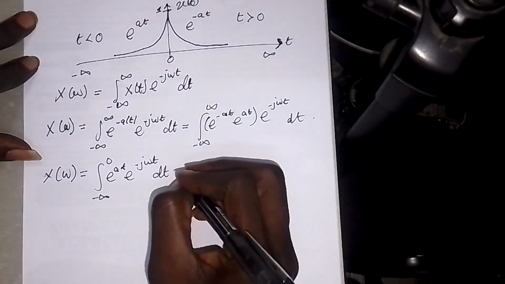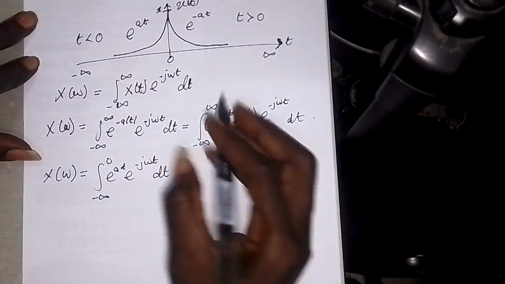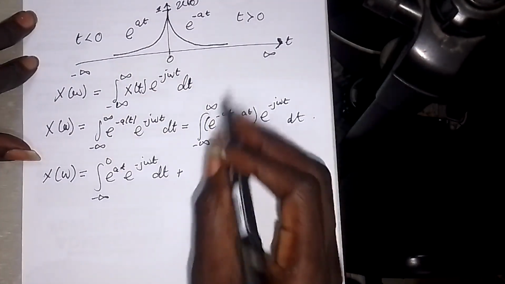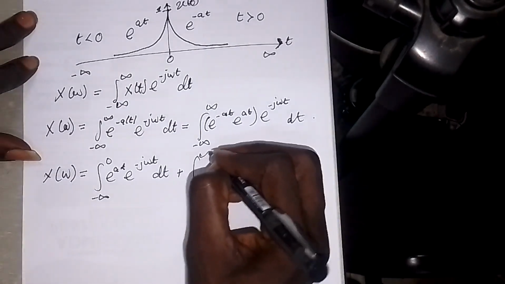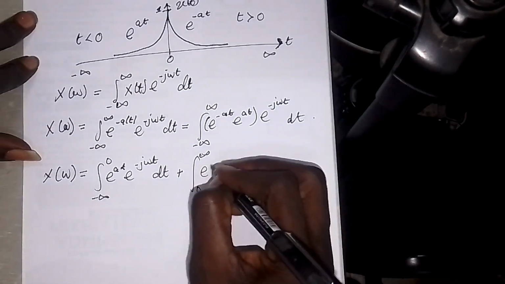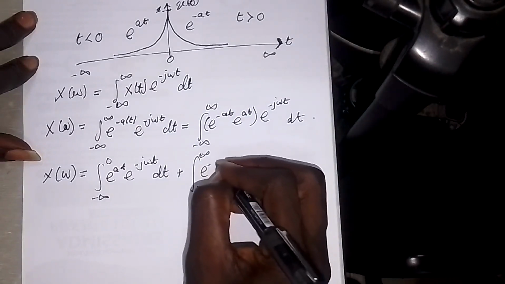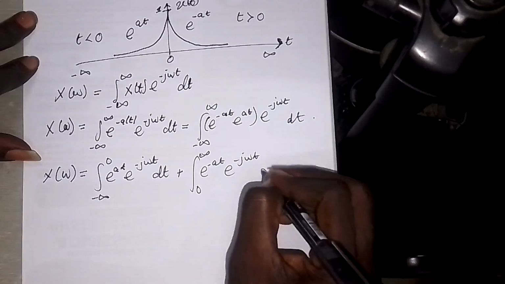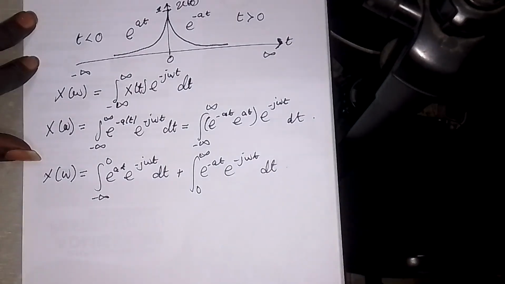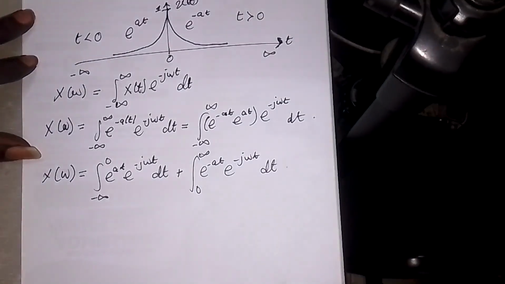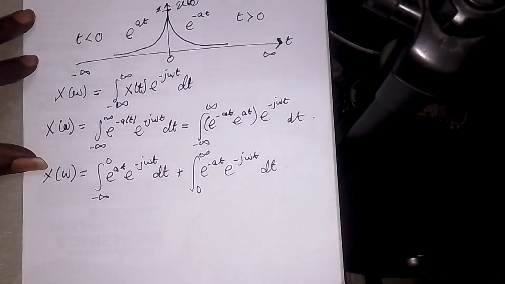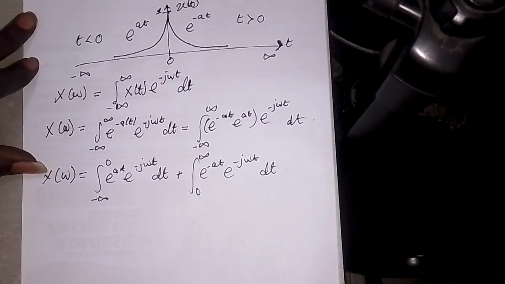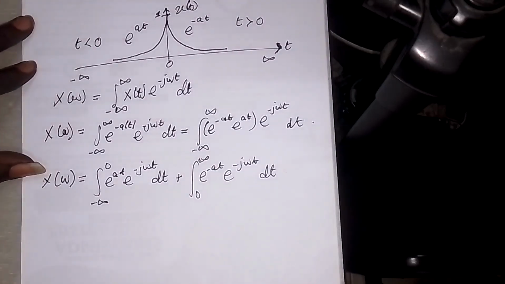And then plus, from 0 to infinity, I'm going to have e exponent minus at into e minus j omega t dt. Alright, so now I'm going to simplify it.